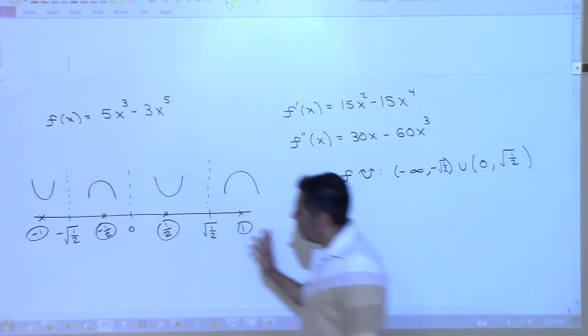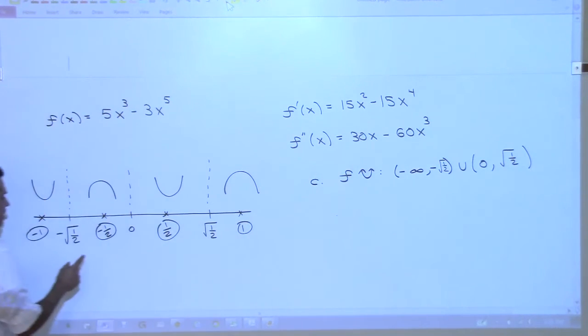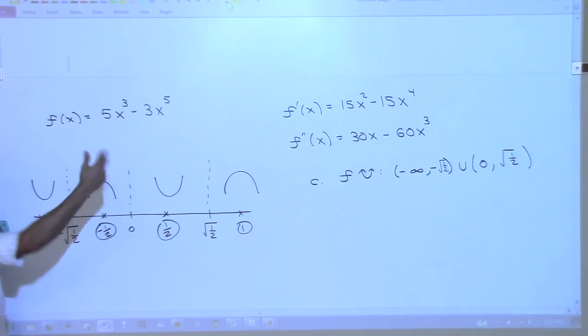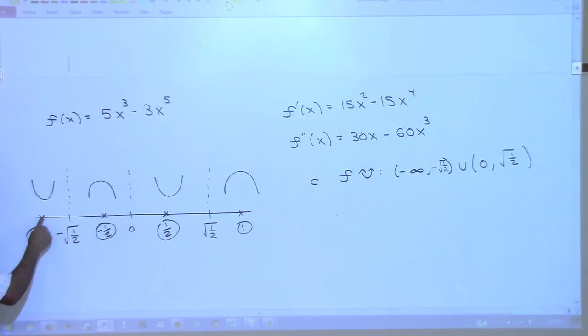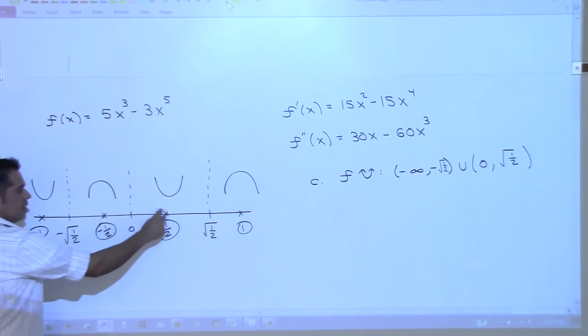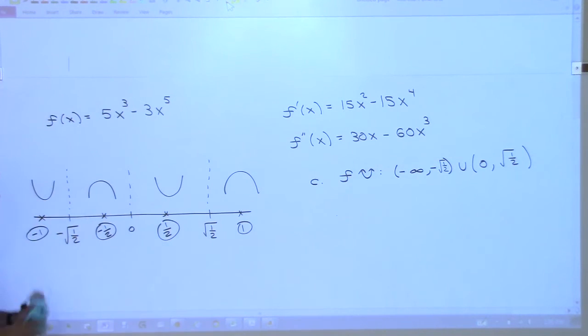So I mentioned this when we were doing the first derivative, that I usually circle my test points so that I don't accidentally put them into my intervals. And I also put X's here where my test points are. I don't put dots, and that's just out of habit. All right, let's keep going.